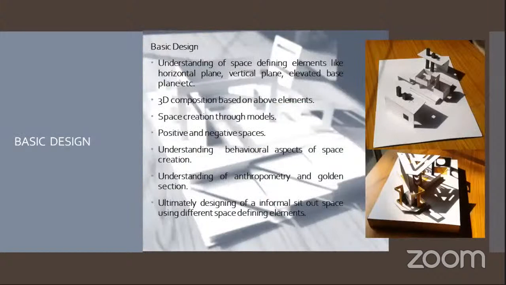Right. So there is another subject called basic design. That is the understanding of space, defining elements like horizontal plane, vertical plane, elevated base plane. If a building or a structure is producing spaces, what kind of spaces are they, and what is interesting in those spaces? 3D composition is based on these elements. So it is all space creation, models. Hands-on models are made, through which you learn the play of light and shadow, you understand spaces, and anthropometrics. So understanding the behavioral aspect of space creation. What things we need to keep in mind while creating spaces, inside the building and outside the building too. And ultimately, designing an informal sit-out space using different space elements.